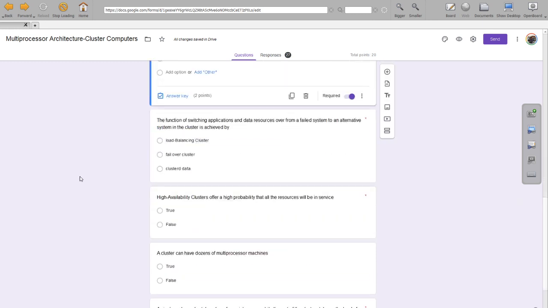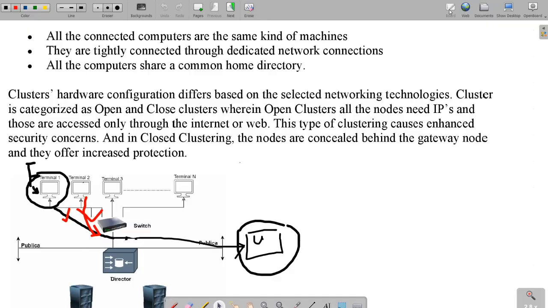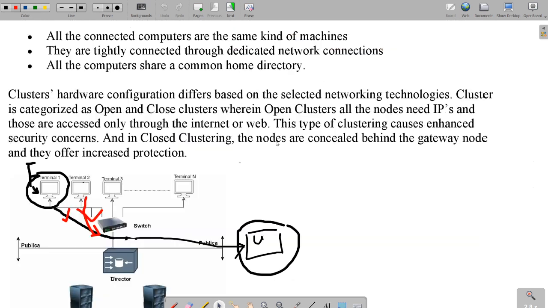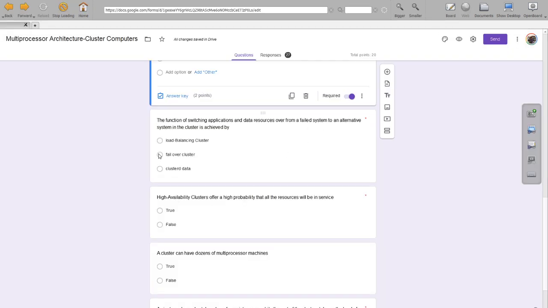The function of switching applications and data resources over from a failed system to an alternative system in the cluster is achieved by: load balancing cluster, failover cluster, or cluster data. Again, this is the definition. This comes from the definition of failover cluster computers. Failover cluster computers were built for this particular purpose, where when a particular node fails, whatever has been stored inside it is transferred to some other node. So the answer is the second option, failover cluster.